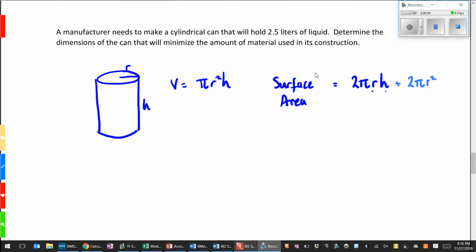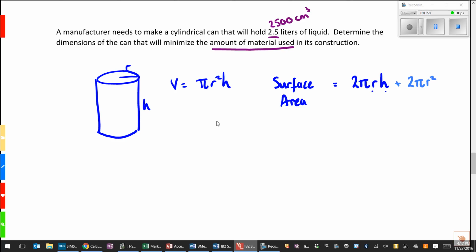We are then asked to determine the dimensions of the can that will minimize the amount of material used in its construction. So the amount of material used will be surface area, so I've written that. Now, because I want to gain things about area from a volume, I need to change my litres to centimetres cubed, because then I can get values for centimetres to work with my surface area.